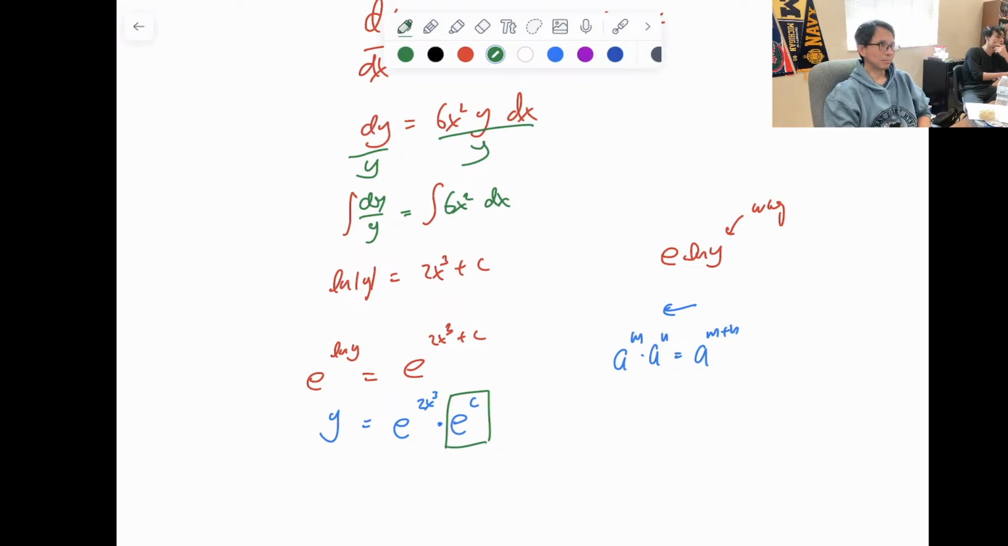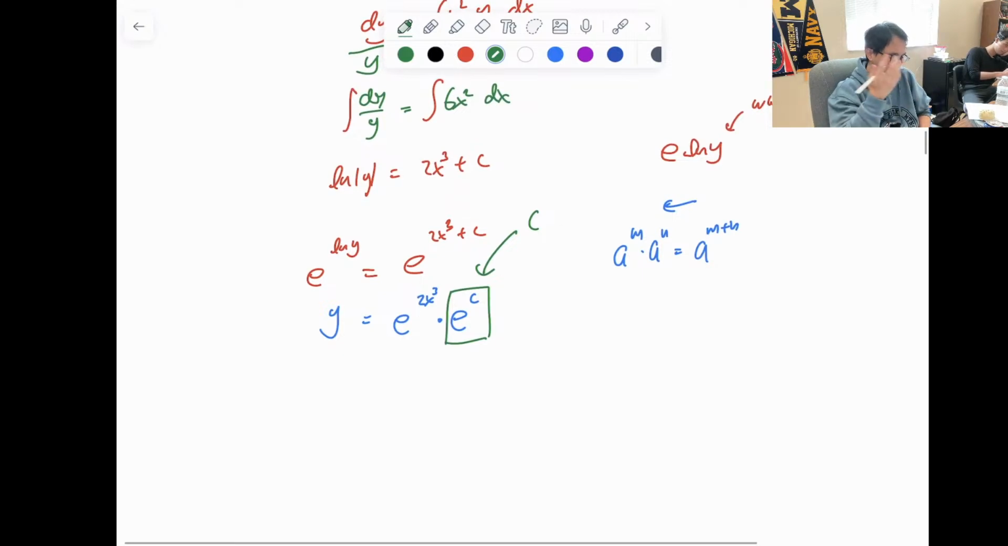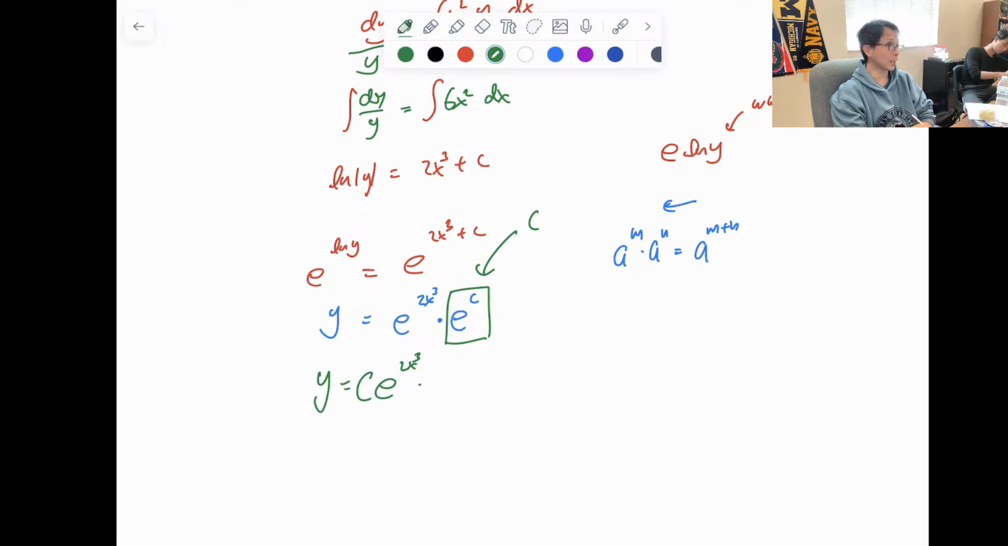Well, since I haven't plugged in the initial condition yet, I can just name it C. In the textbook, they actually name it K. Because I haven't plugged in the initial condition, e to a number, we don't know that number. So usually it's something, right? e to the 2x cubed times e to the c, that becomes C. Does that make sense? So this becomes C.